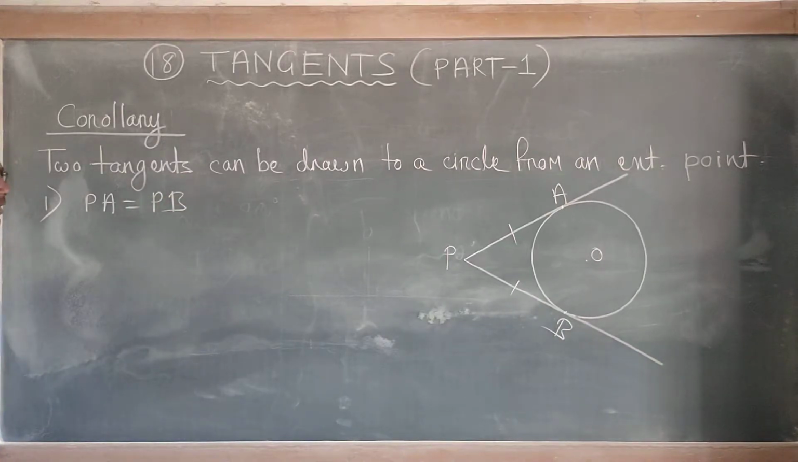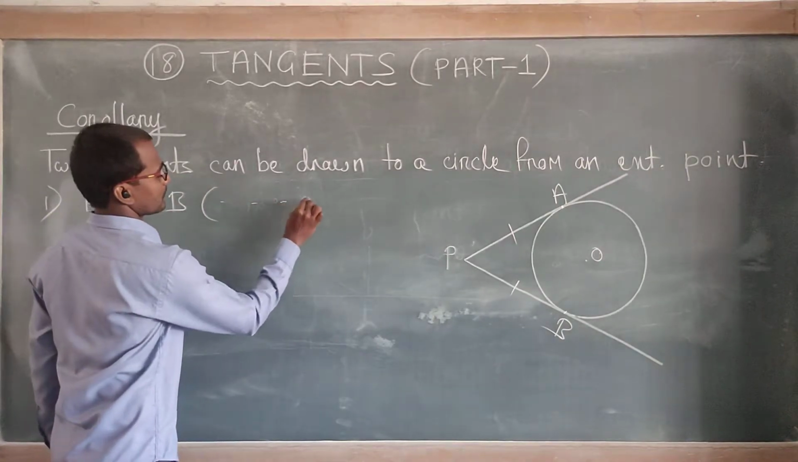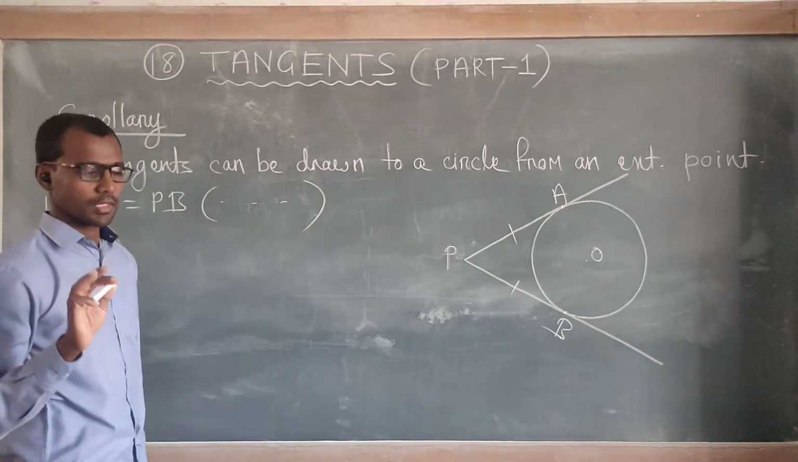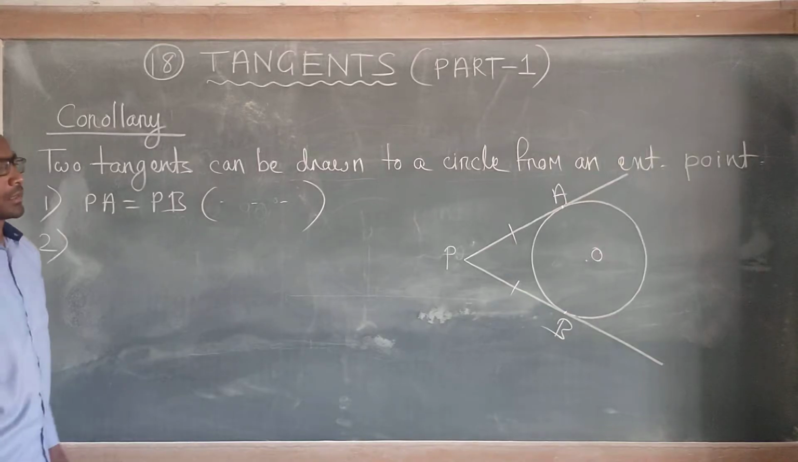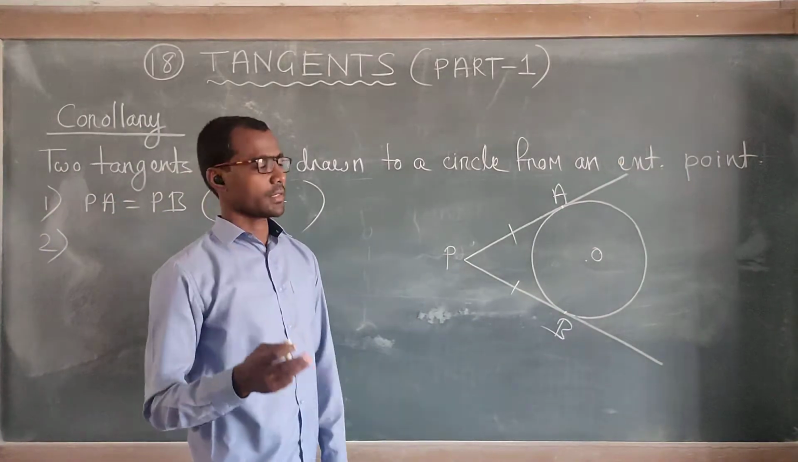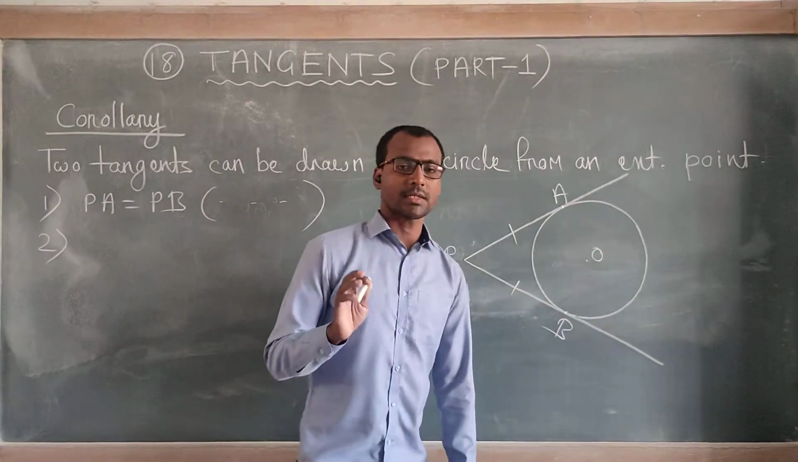PA is equal to PB. The tangents are equal in length. Next point: the two tangents subtend equal angles at the center.